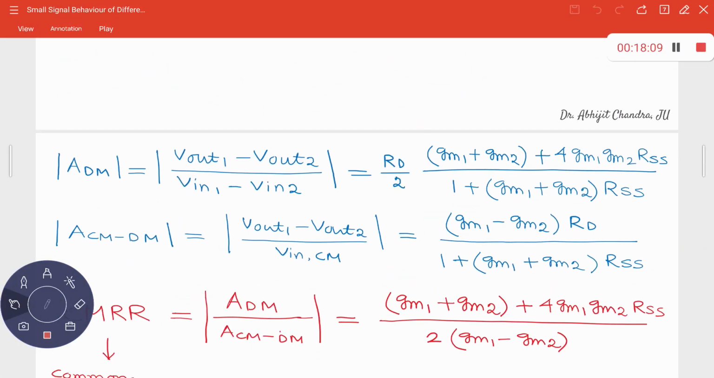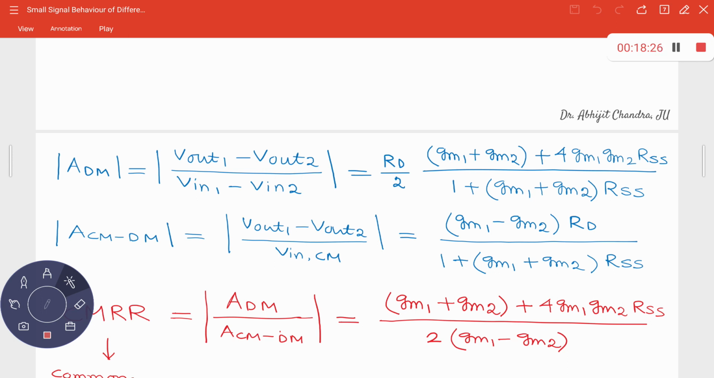We have got ADM. ADM was given by gm RD by 2. That expression, that big expression that we have got right now, this one is ADM, and this one is ACM-DM, common mode to differential mode gain. What is the CMRR, common mode rejection ratio? The ratio of these two.